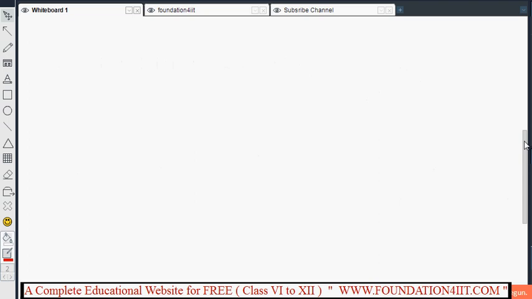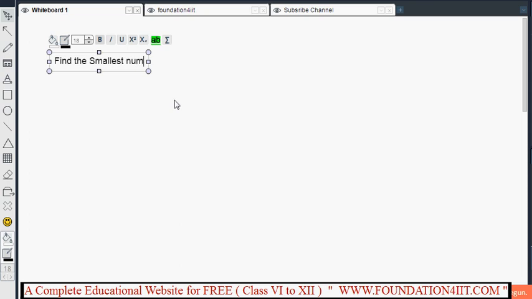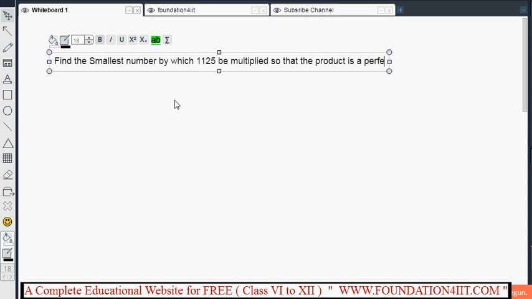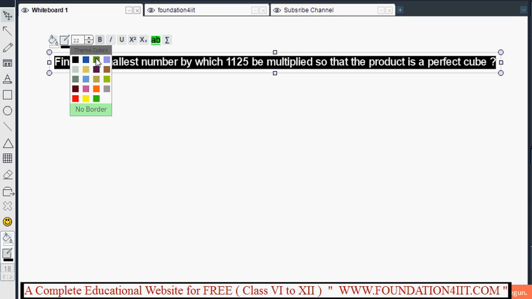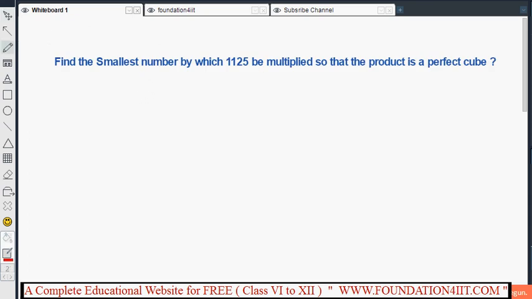Some other questions which are related to the cube root. For example, find the smallest number by which 1125 must be multiplied so that the product is a perfect cube. So this is the question now. Find the smallest number by which 1125 be multiplied so that the product is a perfect cube. So what number do we need to multiply to make this a perfect cube?